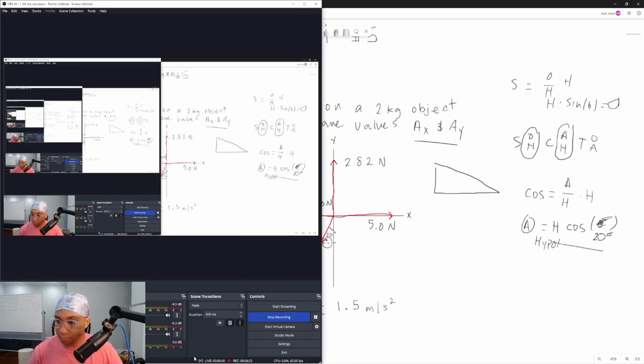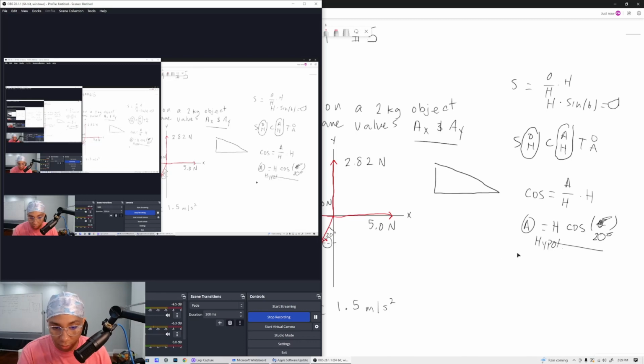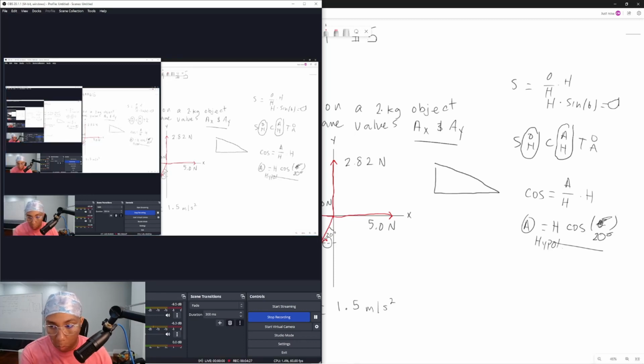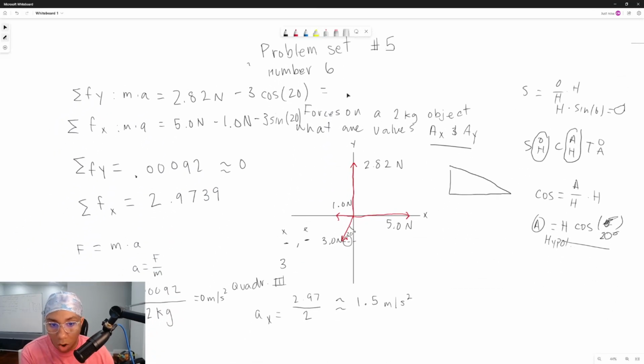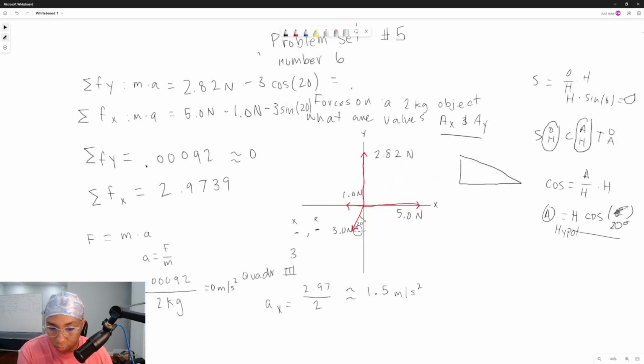All right, so just continuing on the solution. I went ahead and solved for acceleration. So this is what we got for the newtons, the force in each direction.